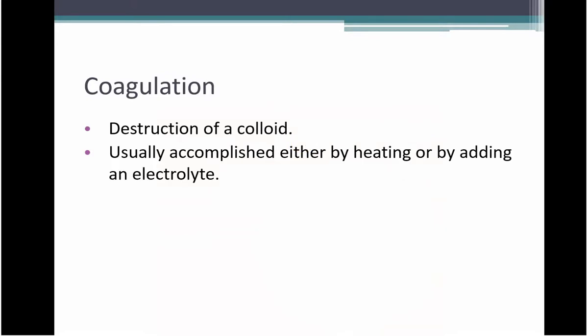So in general, a colloid is going to really only be separated or destroyed by heating or adding an electrolyte, or occasionally, like in the instance of milk, you can do it over a period of time, but it's a long time. You have to interfere with those suspensions in order to get that to happen.